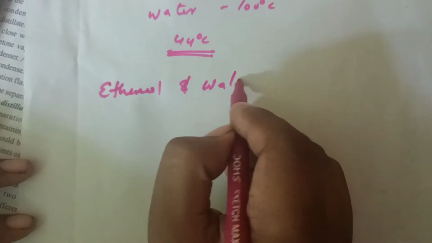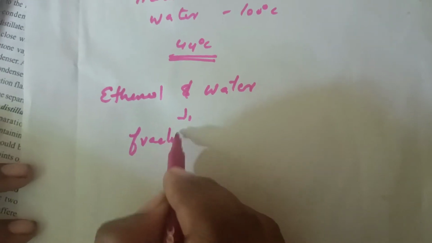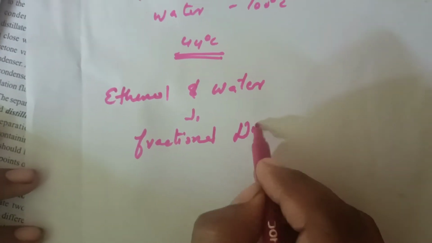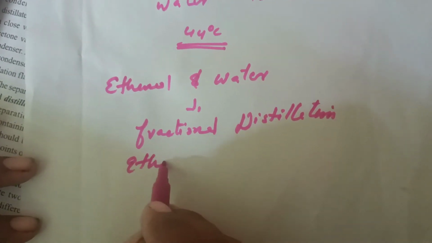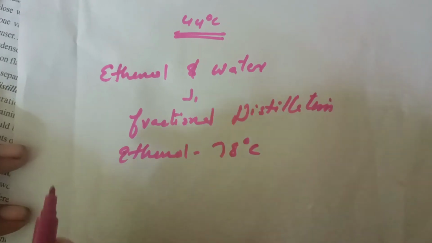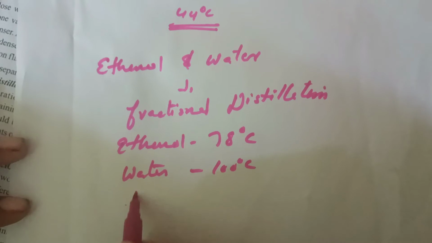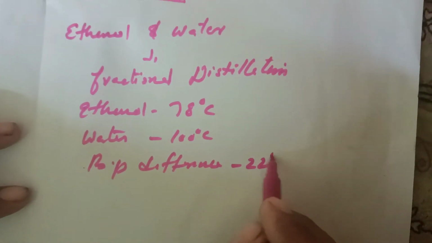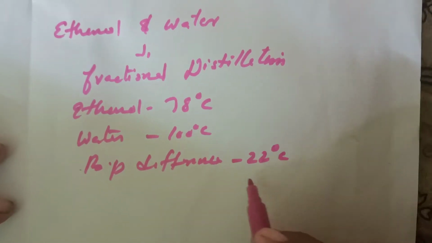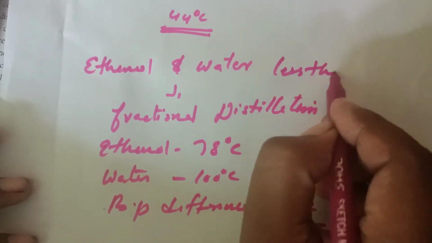Suppose we take the example of ethanol and water. If we want to separate ethanol and water, we have to use which separation method? Fractional distillation. Because ethanol boiling point is 78 degrees Celsius. Water we know is 100 degrees Celsius. If we take the difference, how much difference will we get? The boiling point difference we will get is nearly 22 degrees Celsius. So it is less than 25 only. So then we can use which distillation method?